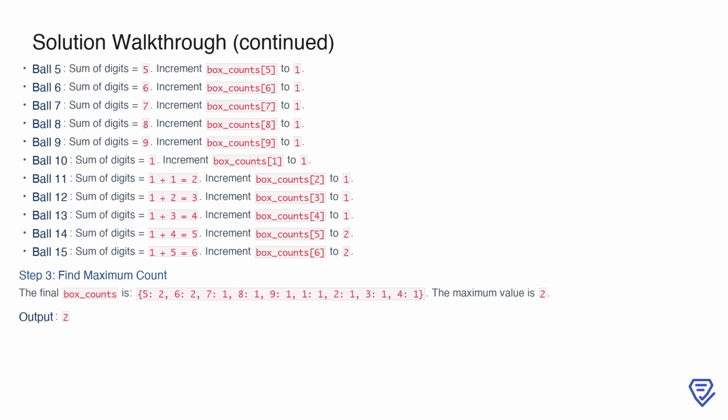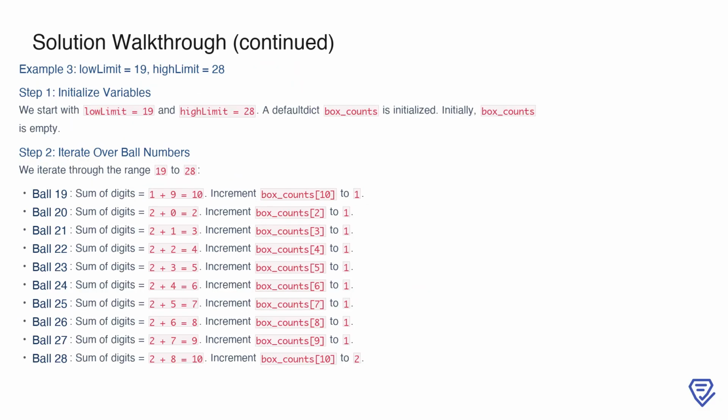When we get to ball 10, the sum of its digits is 1, so we increment the count for box 1. For ball 11, the sum is 1 plus 1, or 2, so we increment the count for box 2. Similarly, for ball 12, the sum is 1 plus 2, or 3, so box 3 gets incremented. This continues until ball 15, where the sum is 1 plus 5, or 6, and box 6 gets incremented again, bringing its total count to 2. At the end of this step, the box_counts dictionary shows that boxes 5 and 6 each have 2 balls, while the other boxes have counts of 1 or 0. In this case, the maximum count among all boxes is again 2, so the output is 2.